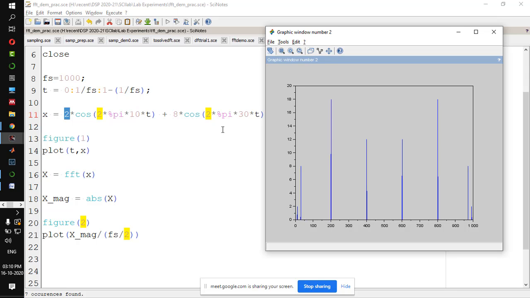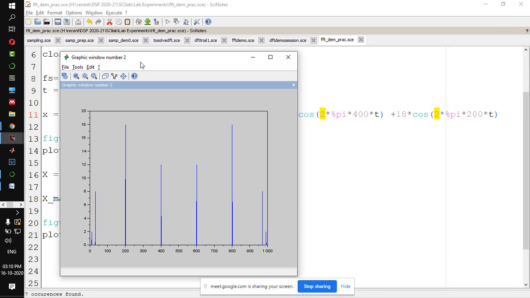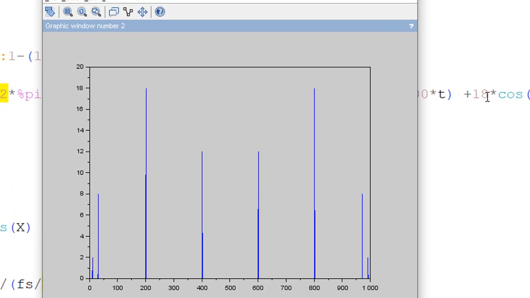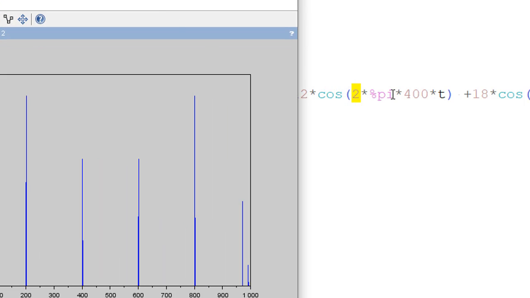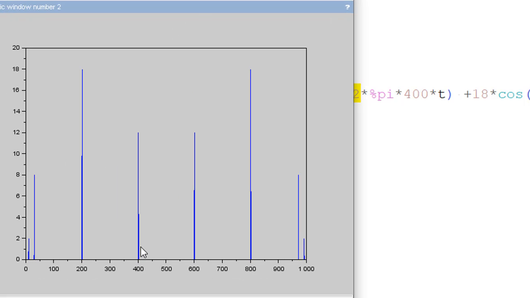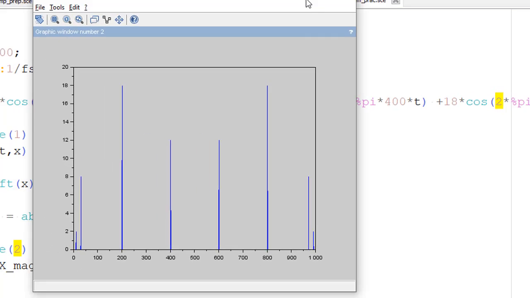Similarly, I have one more component of 200 Hertz and its amplitude is 18, right? So I have a component at 200 Hertz here and its amplitude is 18. And one more component I have at 400 Hertz. So its amplitude is 2. So is it 2? Okay, 12. So I have one more impulse at 400 Hertz and its amplitude is 12. Now I think you can visualize what's happening in frequency and time domain.